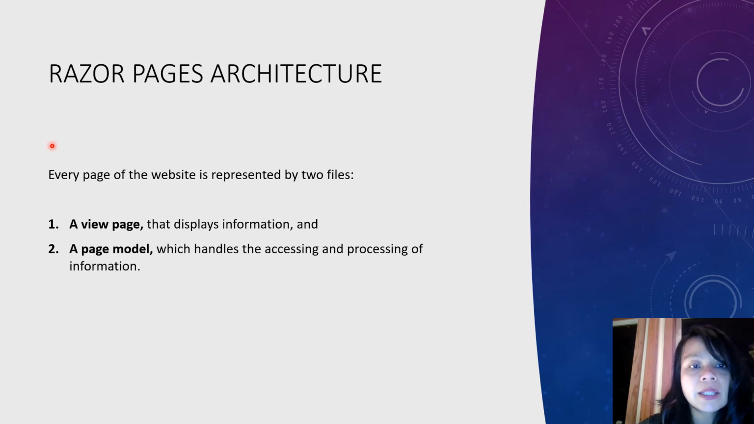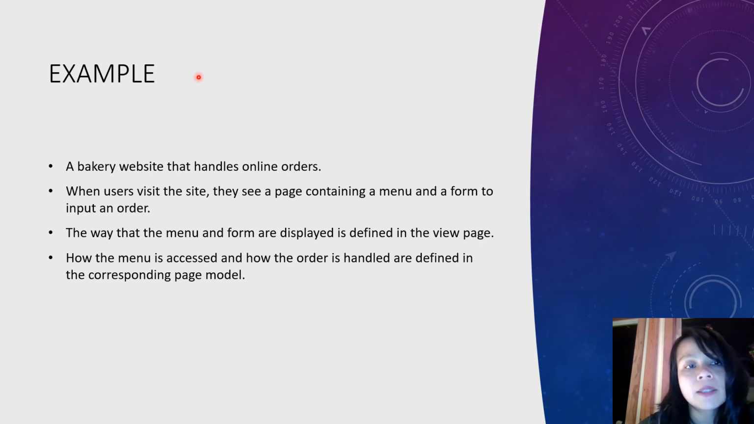So the Razor pages architecture works like this. Every page of the website is represented by two files: a view page that displays information and a page model, which handles the accessing and processing of information. Okay, so let's look at an example of a bakery website that handles online orders. When visitors visit this website, they see a page containing the menu and a form to input the order, right? The way that the menu and form are displayed is defined in the view page. And how the menu is accessed and how the order is handled are defined in the corresponding page model.